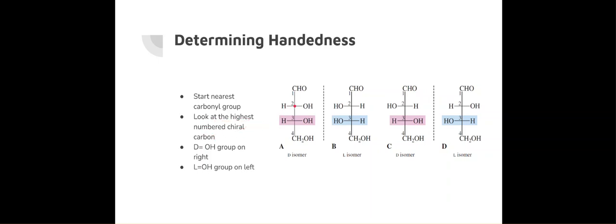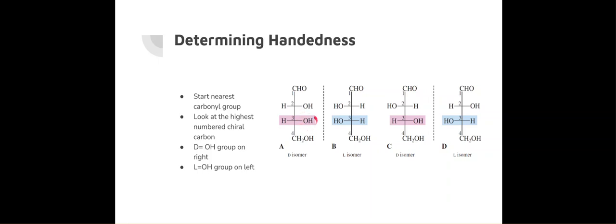So this carbon is chiral. This carbon is not because it's C double bond O. This carbon is not because you've got 2 hydrogens attached to it. These both are, so you look at the highest one from the top. So it's this carbon here.